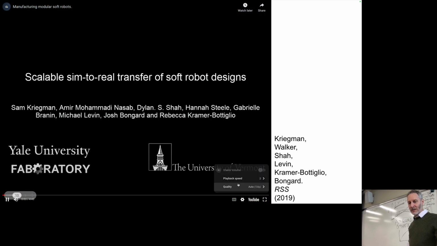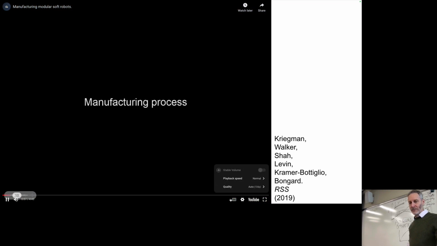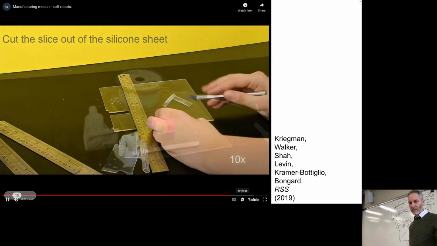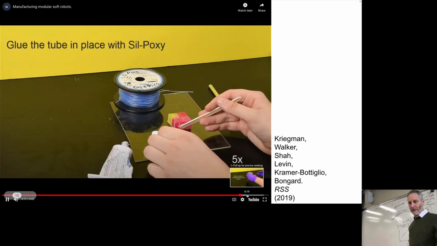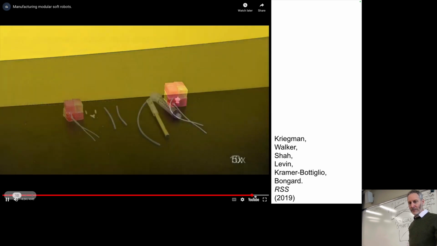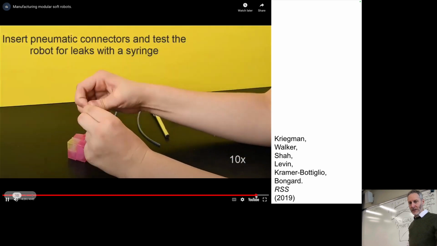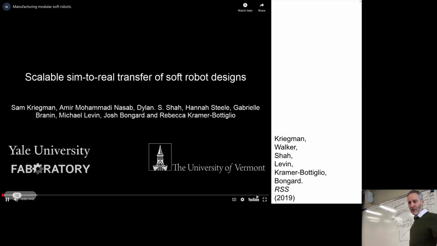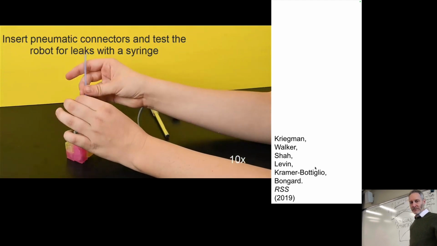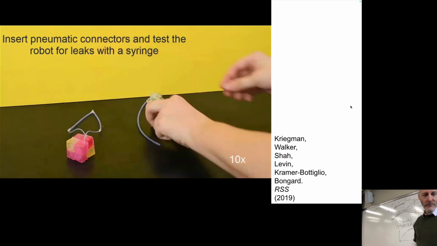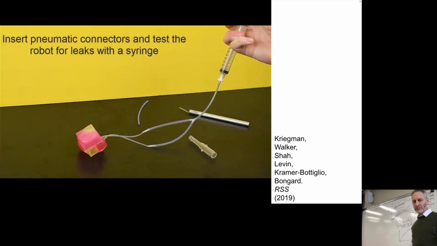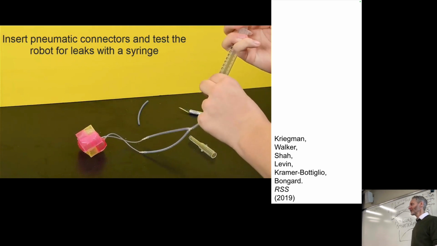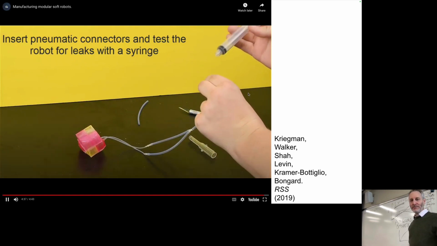I will play the last bit again, slowed down. And it walks, kind of.